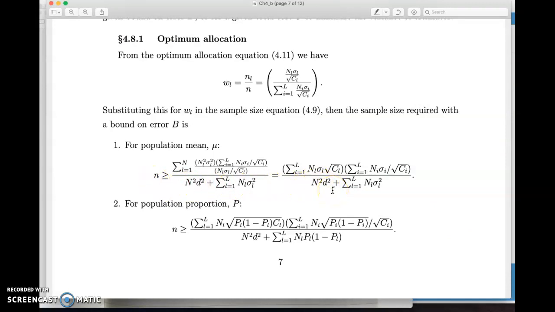So given the bound of error or the cost, we can have generalized equations for the sample size determination. For proportion, we simply replace sigma L by the square root of P times 1 minus P.